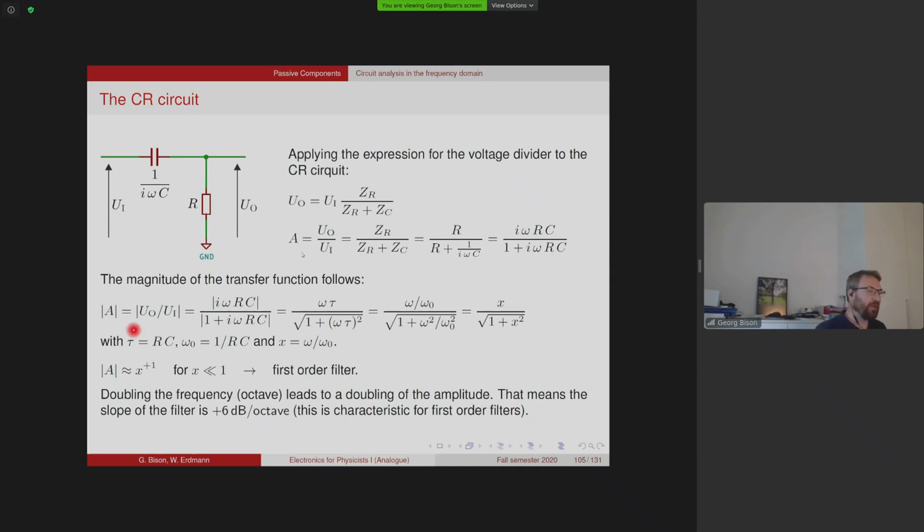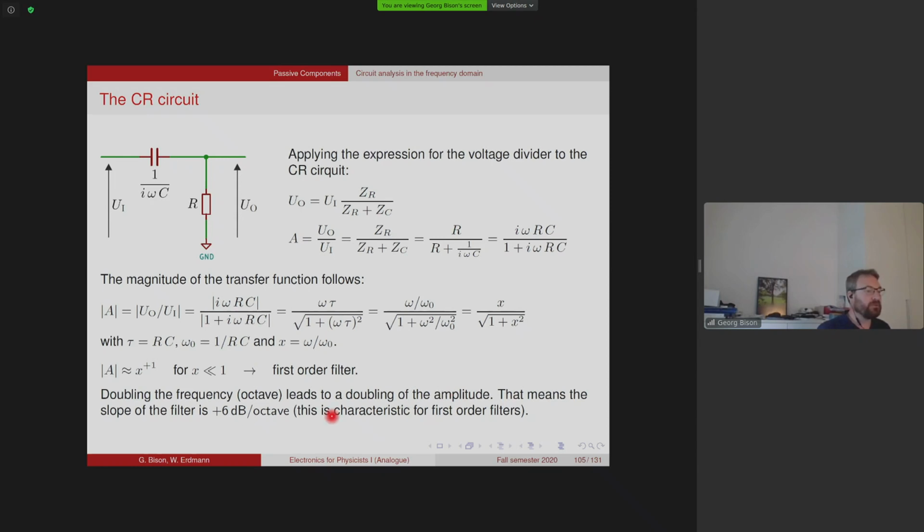Now, the magnitude of the transfer function, as we've seen, is an important quantity. And if you follow through with the math, you find this function, which is very similar to the one that we had before, except that before we had a 1 up here, and now we have an x up here.